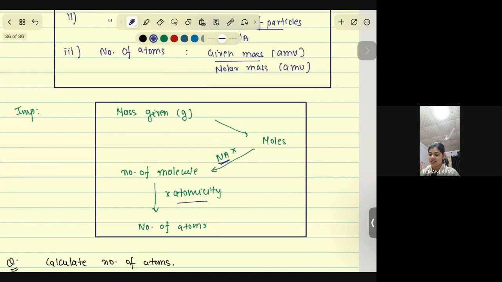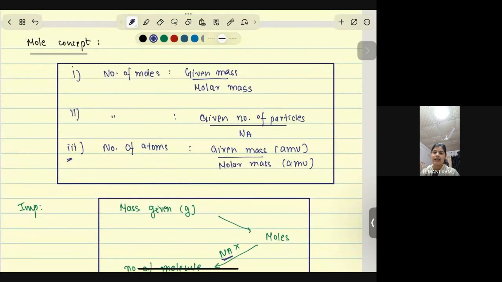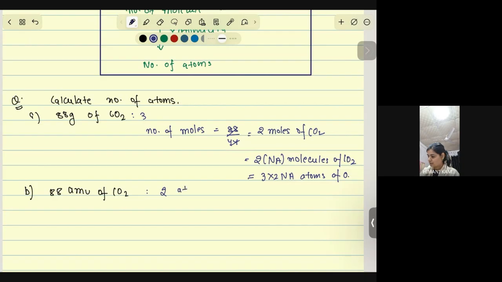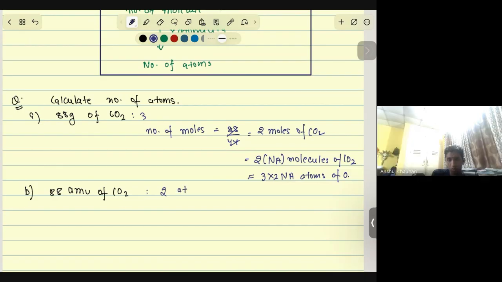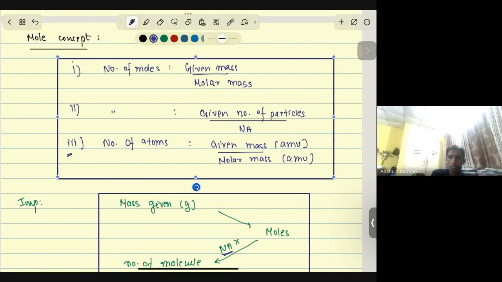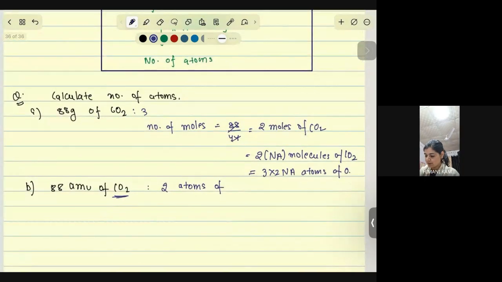You just need to use this formula. Direct answer. Is the answer 2? Number of atoms of CO2 it is 2? It is in AMU, see, it is not in gram. So for AMU, we have this formula. So just need to put the values and you'll get the answer.